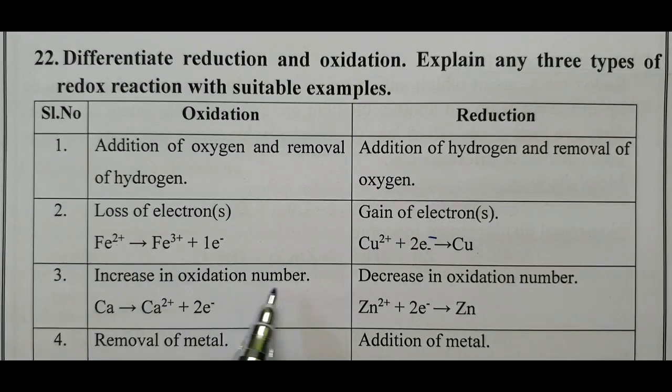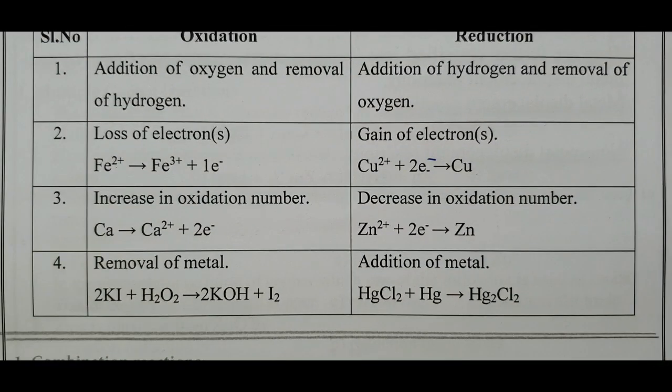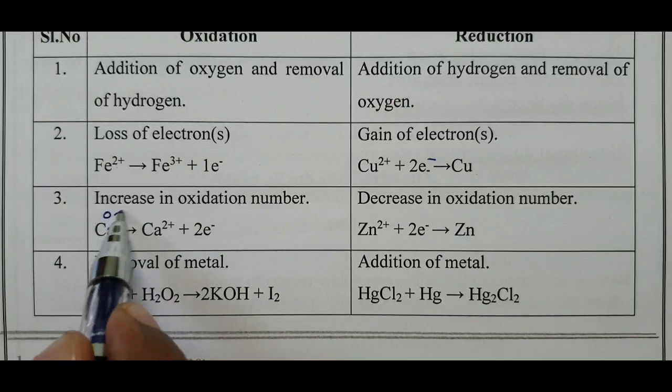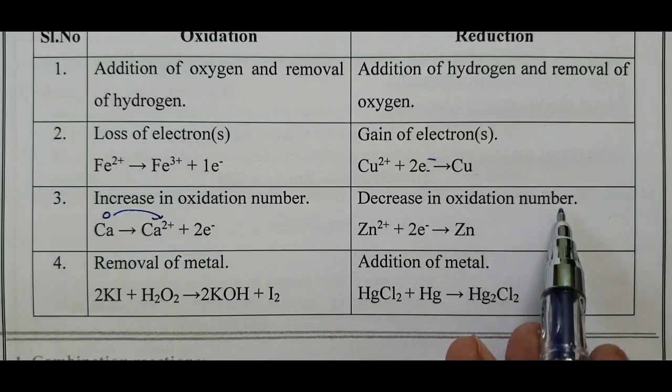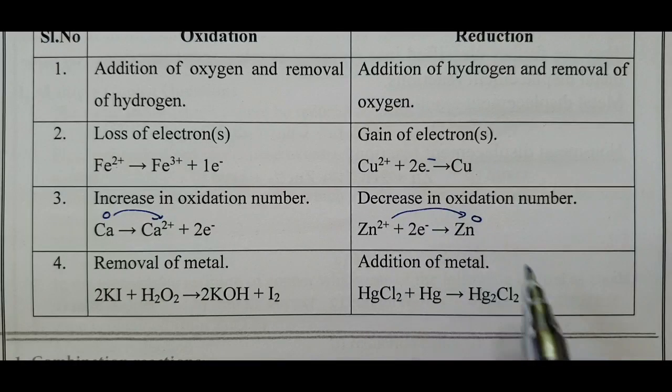An increase in oxidation number is called oxidation. Calcium is converted into calcium 2+ ion with the loss of electrons. Oxidation number increases from 0 to 2+. A decrease in oxidation number is called reduction. Zn2+ is reduced into zinc. Decrease in oxidation number: an element in the free state has oxidation state equal to 0.